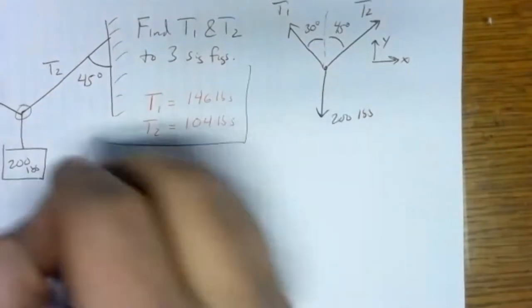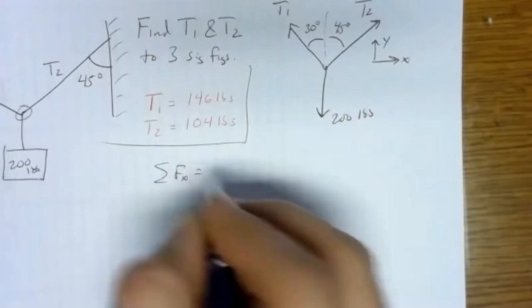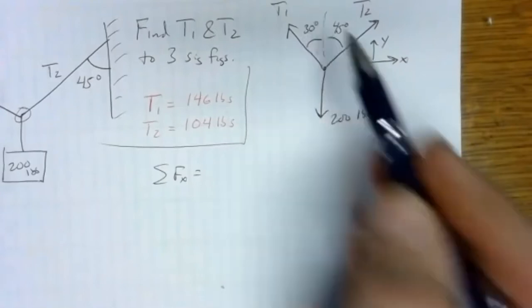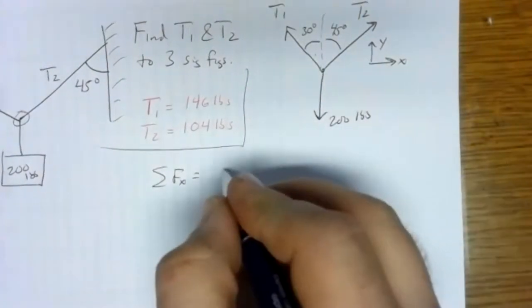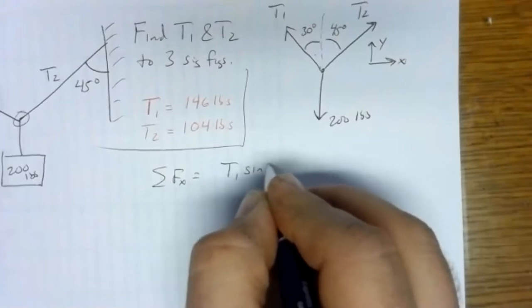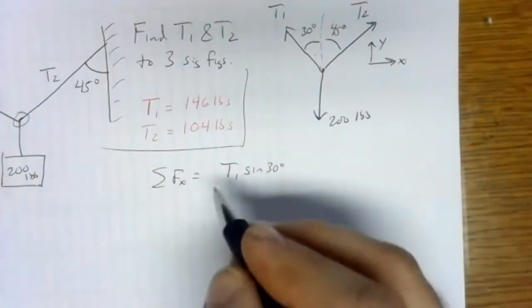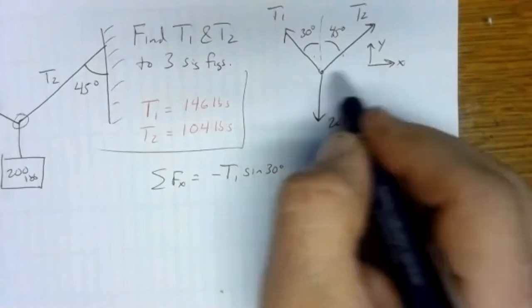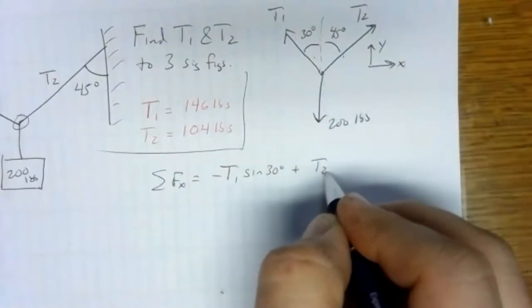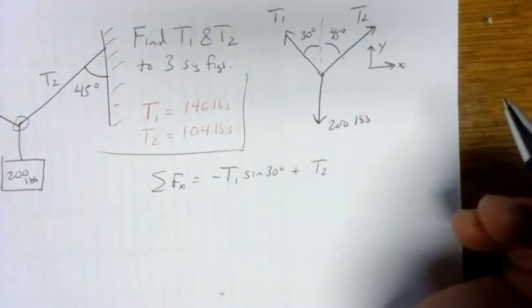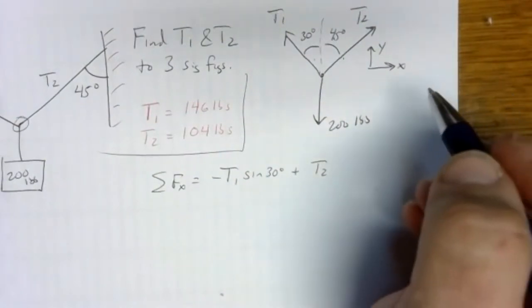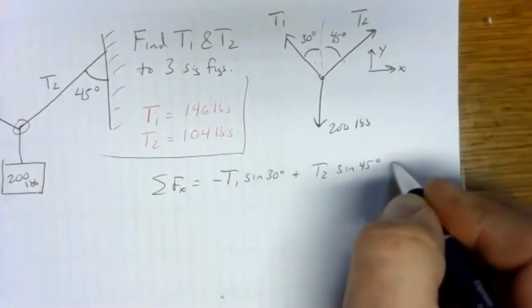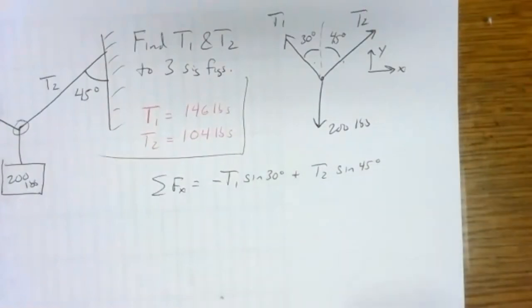So we have our sum of forces in the x direction. We're going to have a piece of T1 to the left. We're going to have the opposite piece. So opposite goes with sine. So that would be T1 sine of 30 degrees. It's to the left, so it's negative. We'll have a piece of T2 to the right, so that'll be positive T2. It's also going to be the opposite piece, so it goes with sine. So we have sine of 45 degrees. And that's all that has x components.